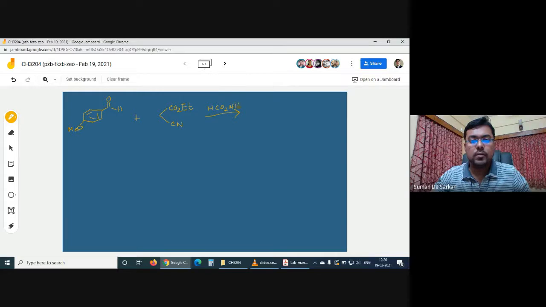HCO2NH4, ammonium formate. So there you can see, as I said, we need to generate this carbanion by deprotonation, but we are not really using any base here. So we really need some base to deprotonate. Now the thing is, this reagent, this ammonium formate, has a dual role here.